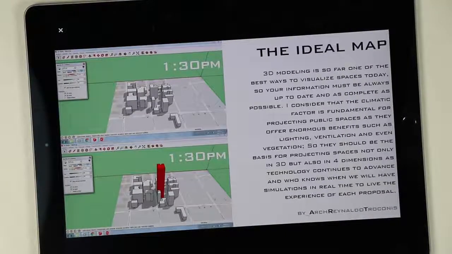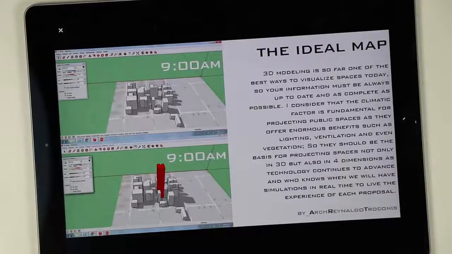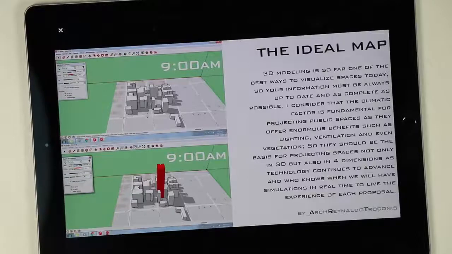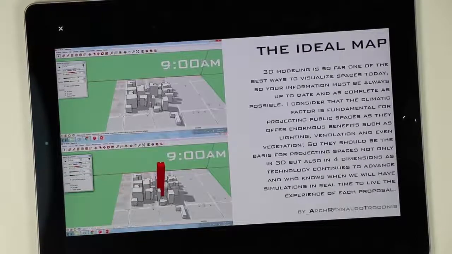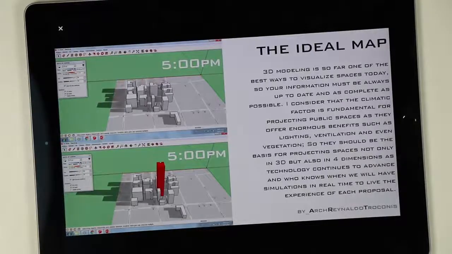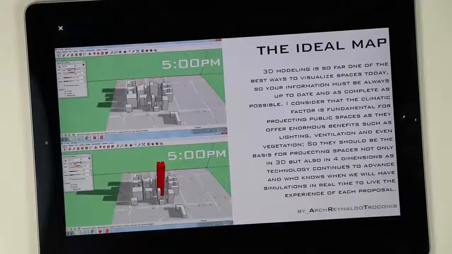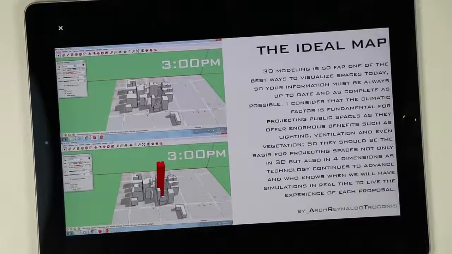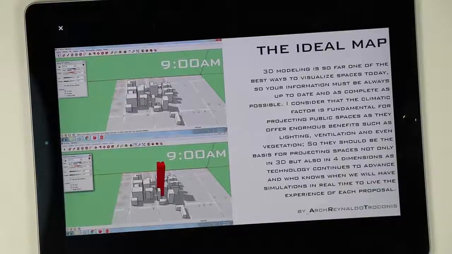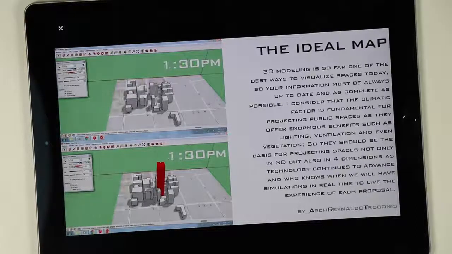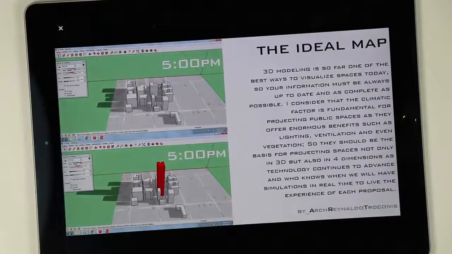Ronaldo talks in his ideal map also about 4 dimensions instead of 3D. His 4th component would be climate. He thinks that is a fundamental aspect for a map, since a map is geolocated and therefore the climate is different in every place in the world. Using benefits like lighting, ventilation and vegetation gives designers the possibility to take these factors into the design.